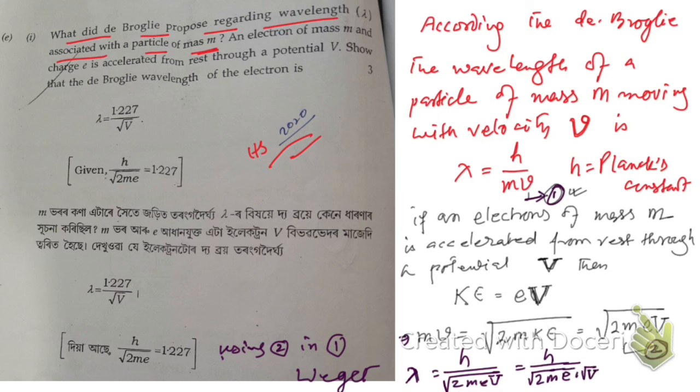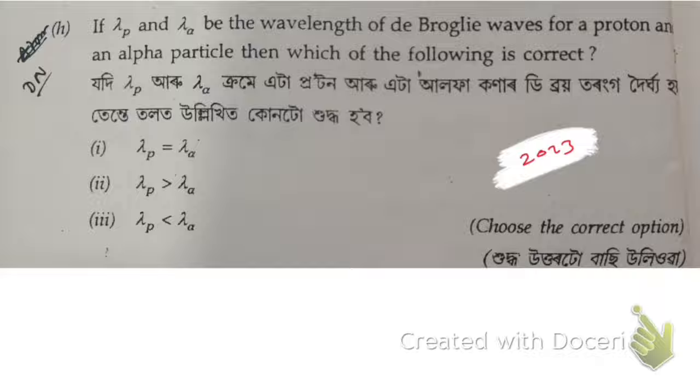Okay, now the value of this part is given, that is equal to 1.227, so that's why it can be replaced by 1.227. Then we're gonna have lambda is equal to 1.227 divided by root over V. This is what we needed to show. Okay, hence proved. Hope you have understood this. Now let me take the next question.